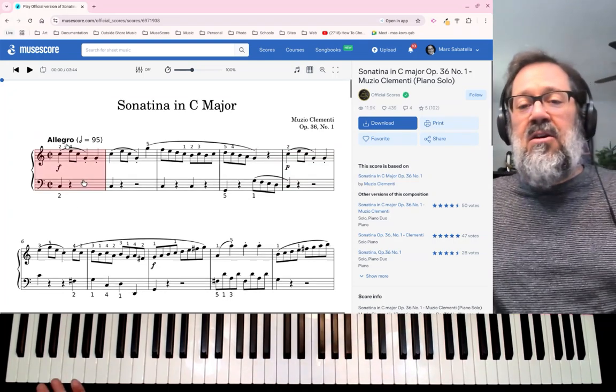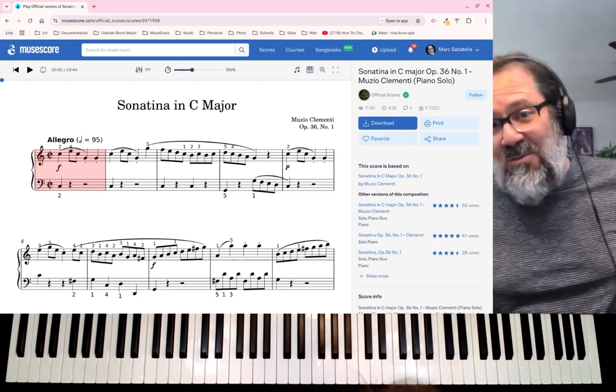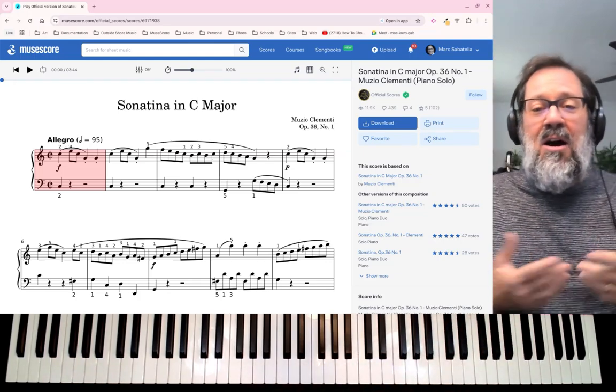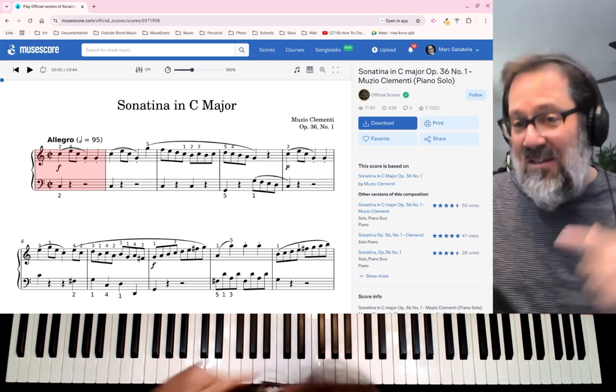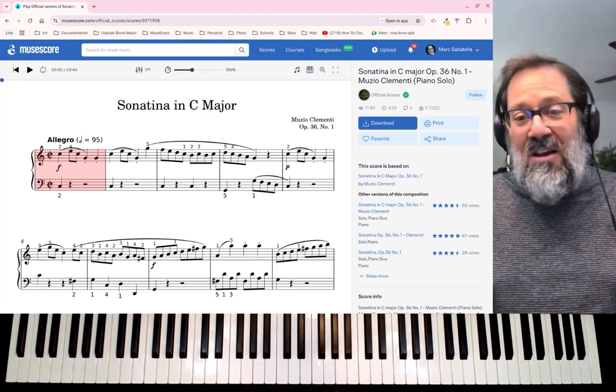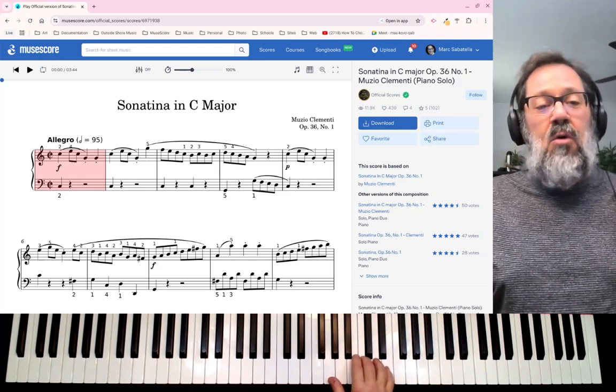I'm using here the Clementi Sonatina in C major, which is really the first piece of classical music I heard growing up when our family first got a piano, and my mother would sit down and play this piece. So one of the very first classical melodies I ever heard, and it uses this structure. So we have this motif.